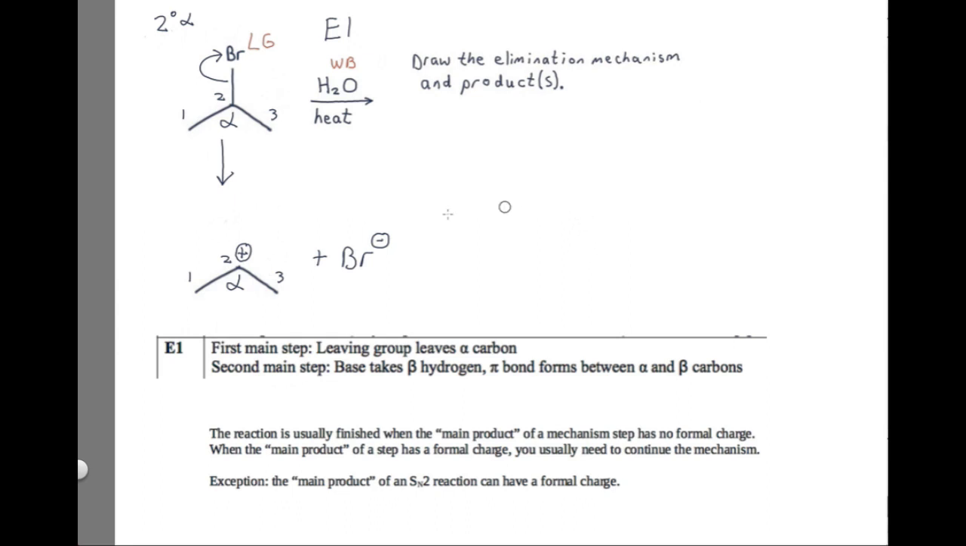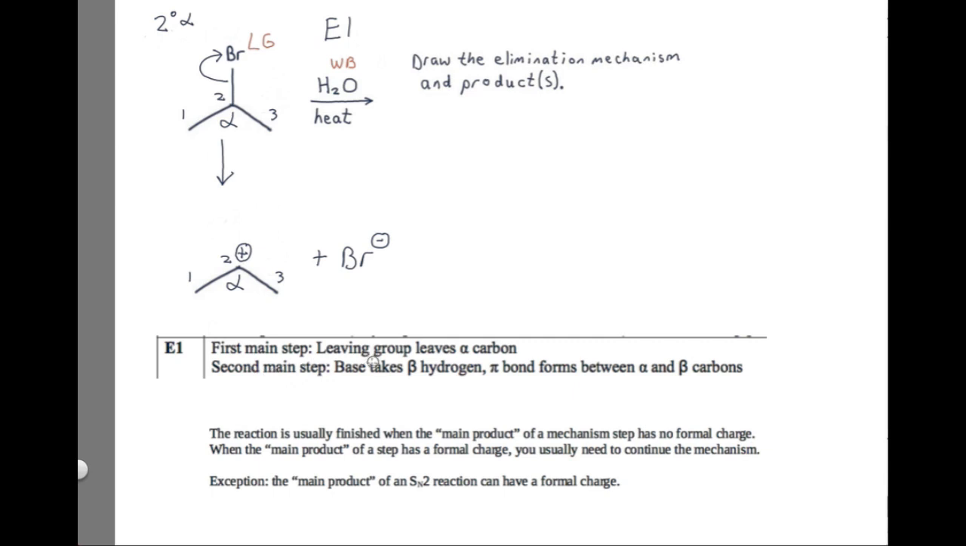Is the mechanism finished, or do we need another step? Well, we should expect we need another step because we've only completed one step, and we know that E1 is a two-step mechanism. But another clue that the mechanism is not finished is that so far our main product still has a formal charge. The reaction is usually not finished until the main product has no formal charge.